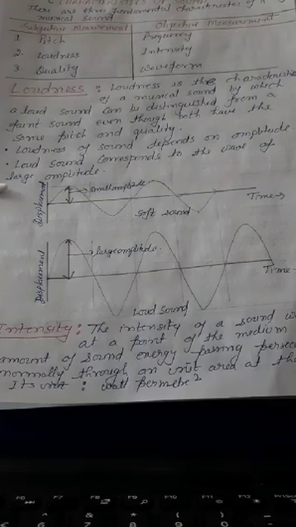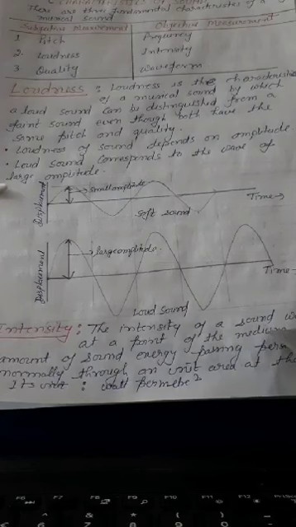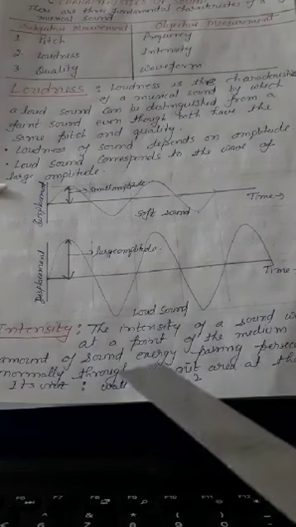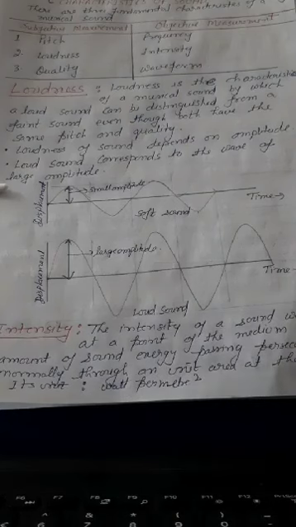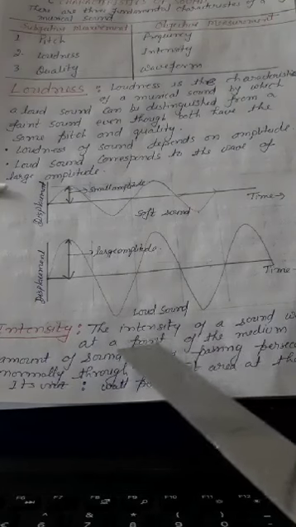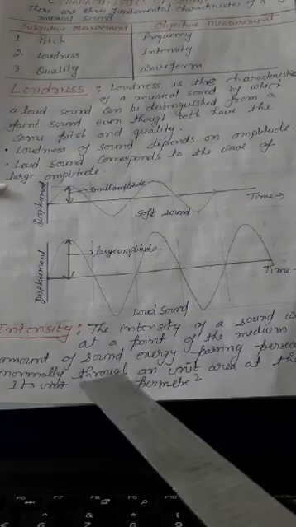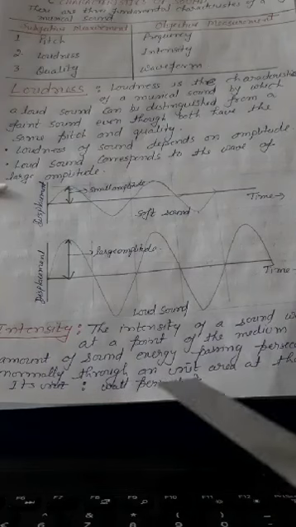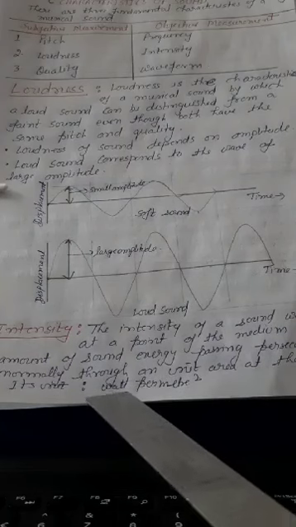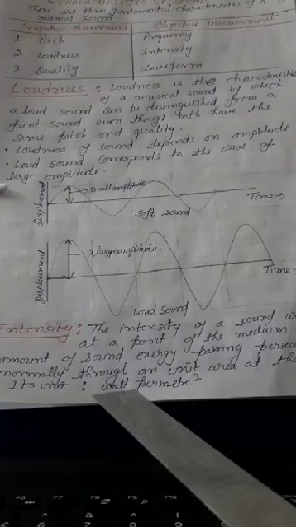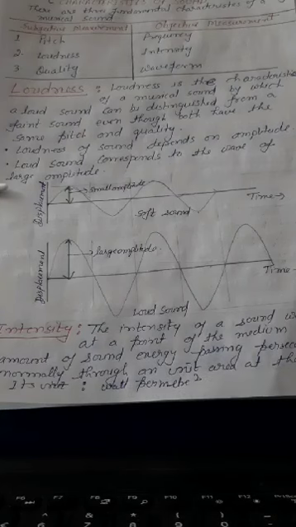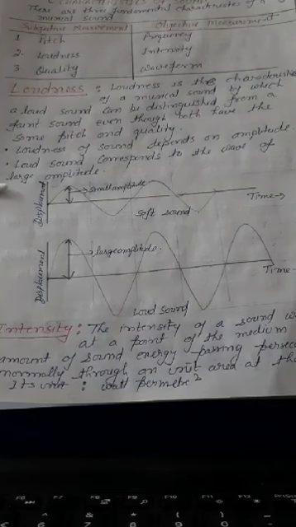objective property. So what is intensity? The intensity of a sound wave at a point of the medium is the amount of sound energy passing per second normally through a unit area at that point. Again, what is intensity? Intensity of a sound wave at a point of the medium is the amount of sound energy passing per second normally through a unit area at that point. The SI unit of intensity is watt per meter square. Loudness is not a measurable quantity, so it is subjective in nature. But intensity is a measurable quantity, as its unit is watt per meter square, so it is objective in nature.